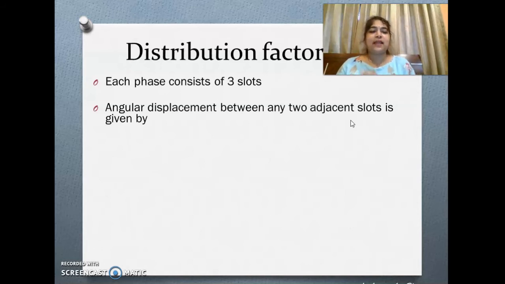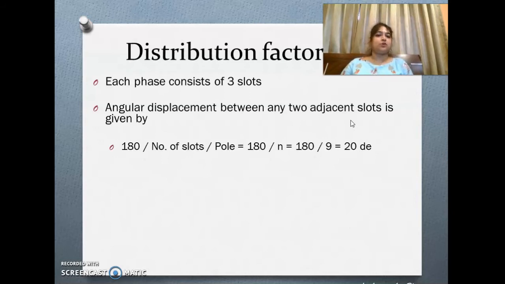In this particular example, m is equal to 3, so 3 slots. The angular displacement between any two adjacent slots is given by beta, and beta is given by 180 by the number of slots per pole. That is 180 by n, that is 180 by 9 for this example, and that comes out to be 20 degrees. So beta is 20 degrees.